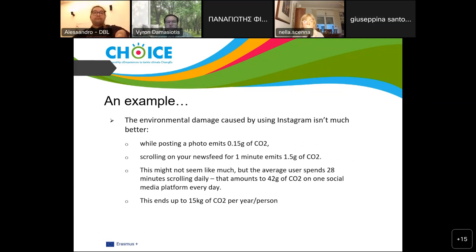Instagram also is one of the worst habits concerning energy consumption and CO2 emissions. Posting a photo emits 15 grams of CO2. Scrolling a news feed for a minute emits 1.5 grams of carbon dioxide.